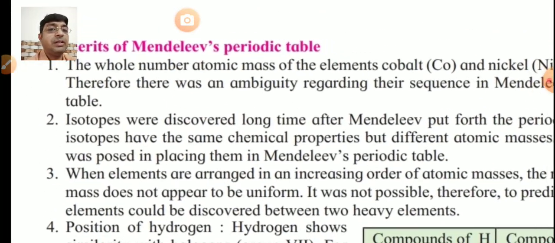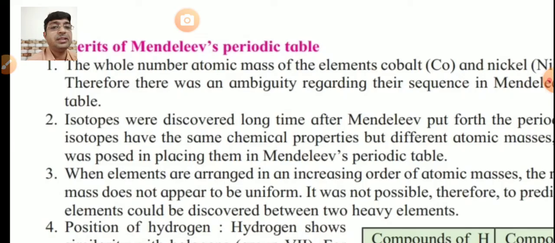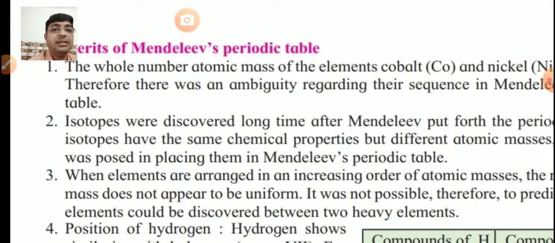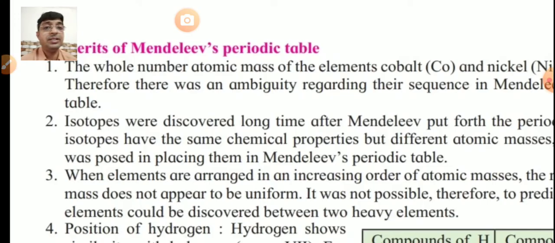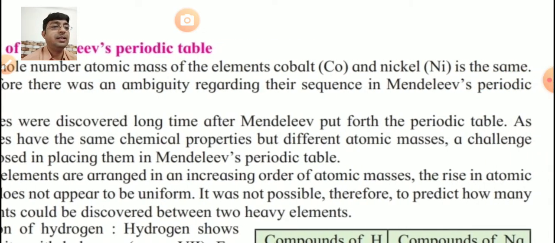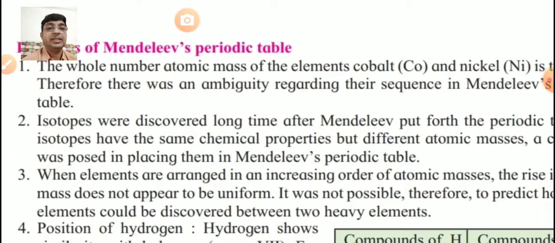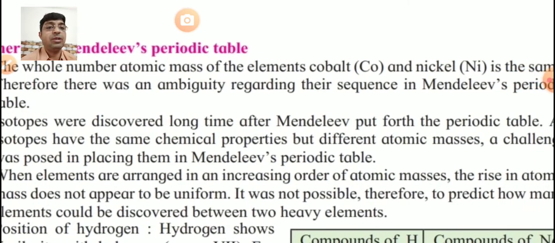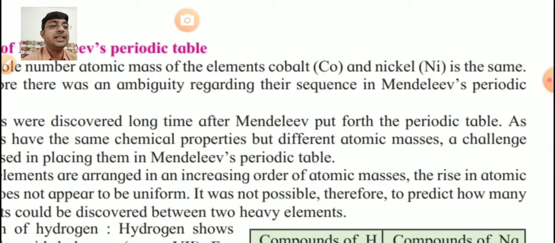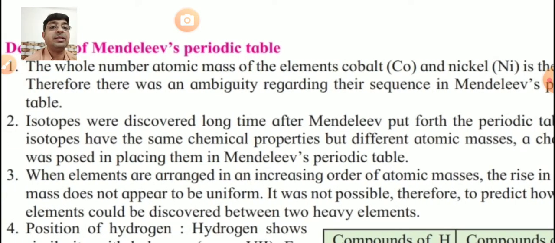A 2 to 3 mark question is asked on the next topic. What are the demerits of Mendeleev's periodic table? Four demerits are given. Now the first one. The whole number atomic mass of the elements cobalt and nickel is the same. Therefore, there was an ambiguity, that is a confusion, regarding their sequence in Mendeleev's periodic table. This is the first demerit.